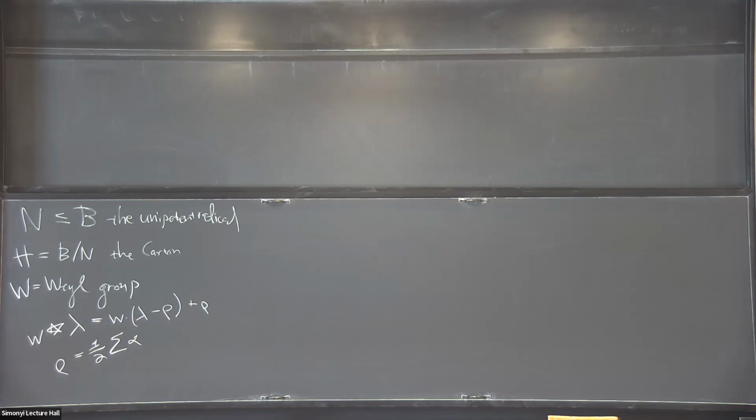You end up having to choose a lift. But there's a copy of H in B because it's a semi-direct product.